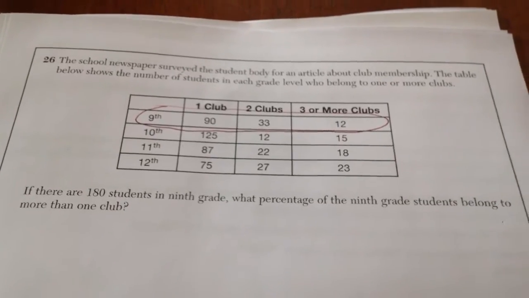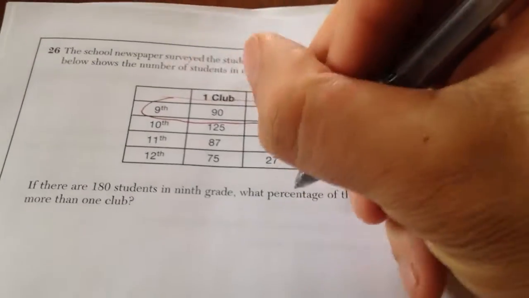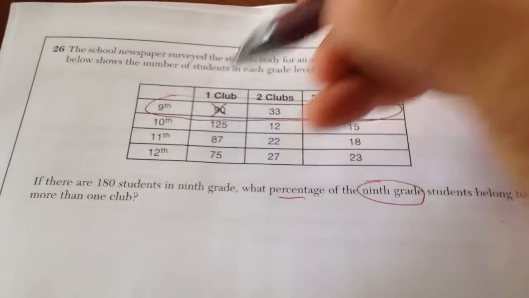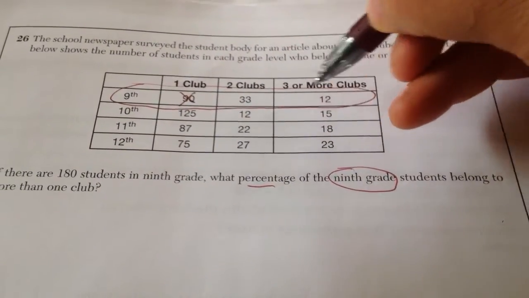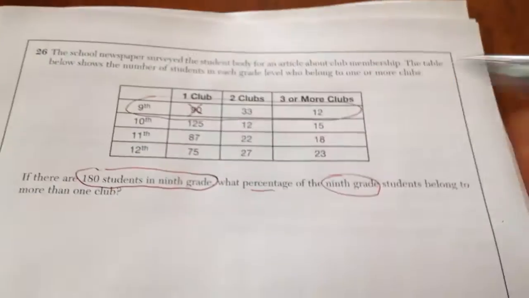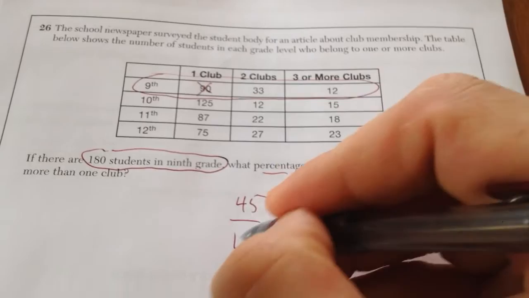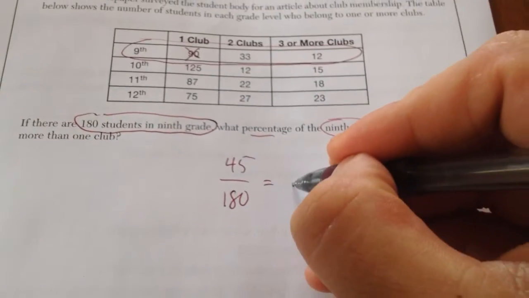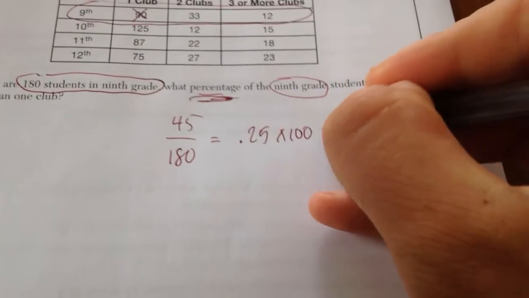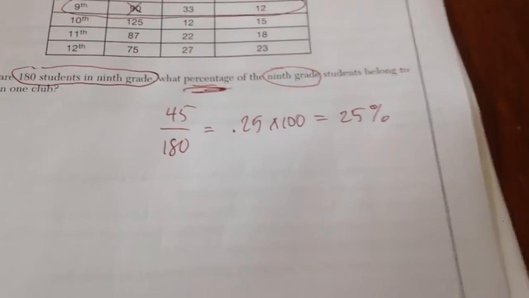For number 26, you're just paying attention to the table. It says, what percentage of 9th grade students belong to more than one club? So more than one is going to be 33 and 12, so that's 45. They're telling you there's 180 total in the 9th grade, so we're going to say 45 out of 180. This gives us 0.25, but they're asking for a percentage, so we have to multiply this by 100 to get percent. Your answer is 25%.